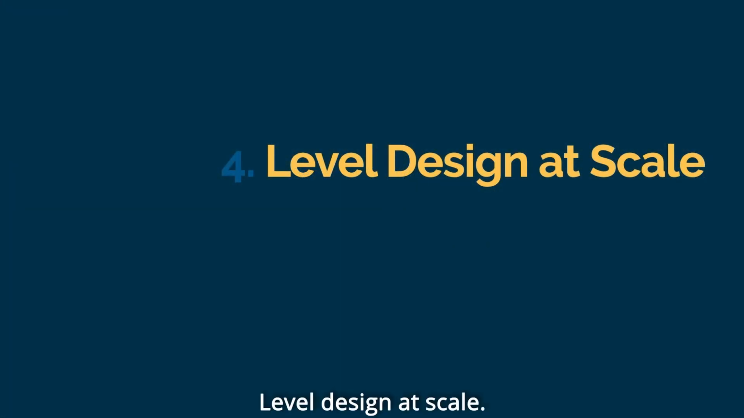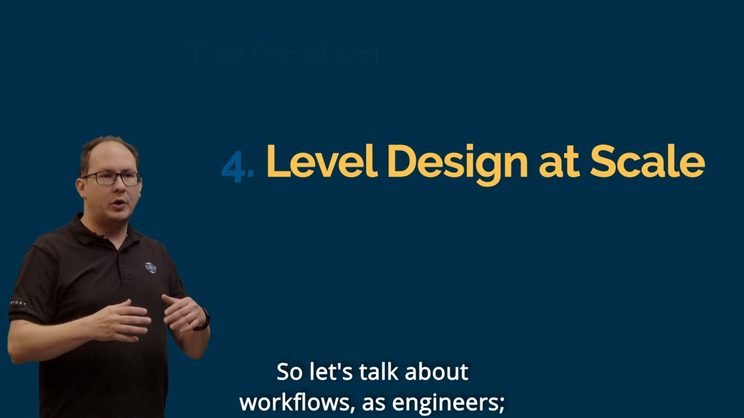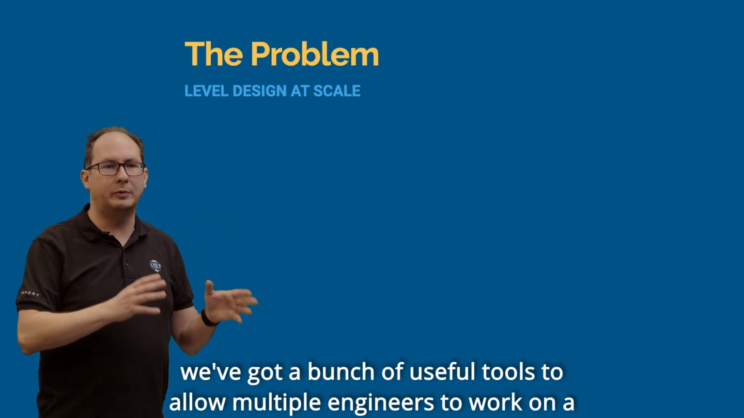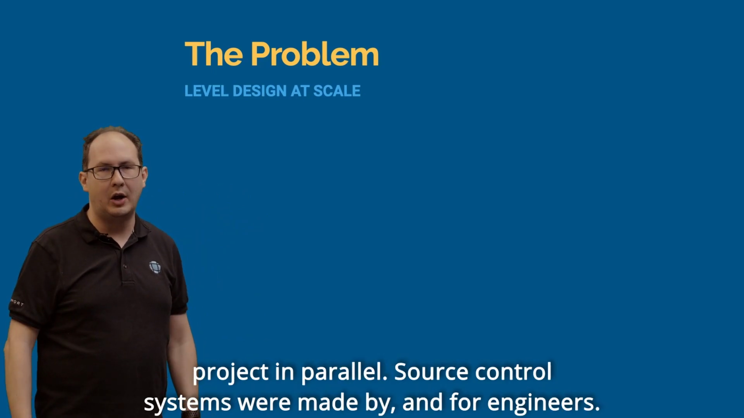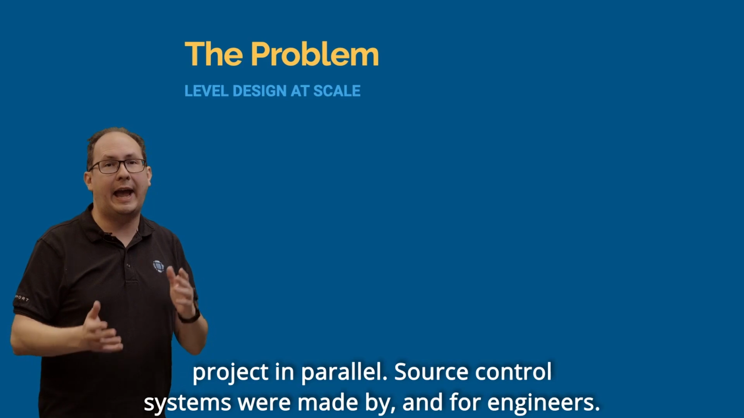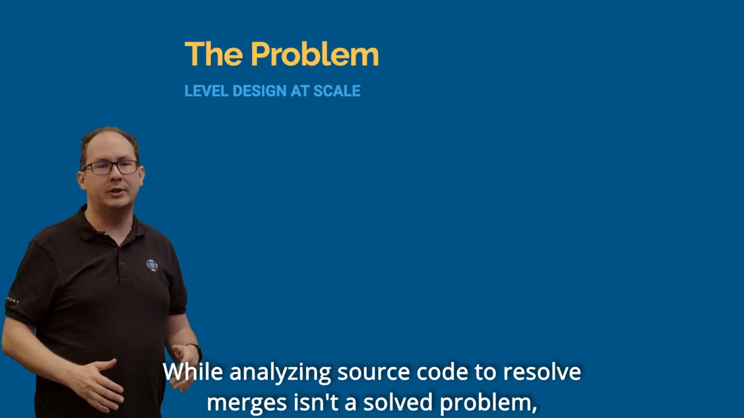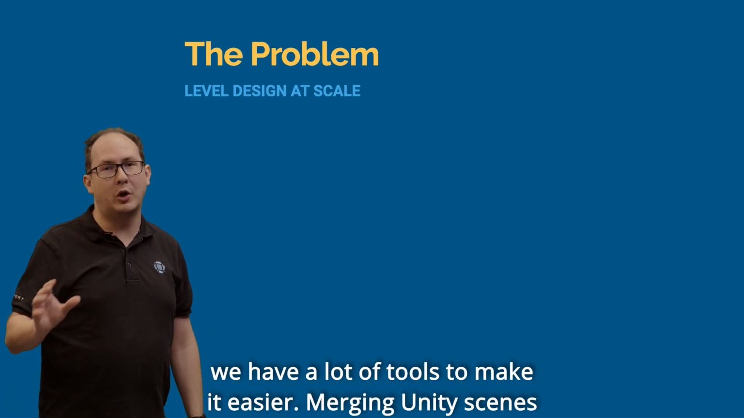Let's talk about level design at scale. So let's talk about workflows. As engineers, we've got a bunch of useful tools to allow multiple engineers to work on a project in parallel. Source control systems were made by and for engineers. While analyzing source code to resolve merges isn't a solved problem, we have a lot of tools to make it easier.